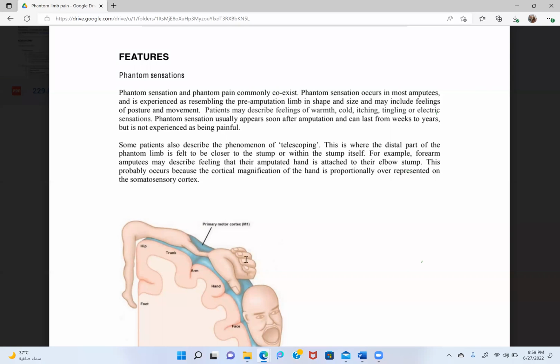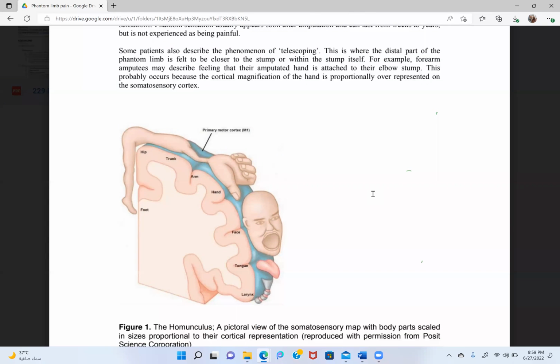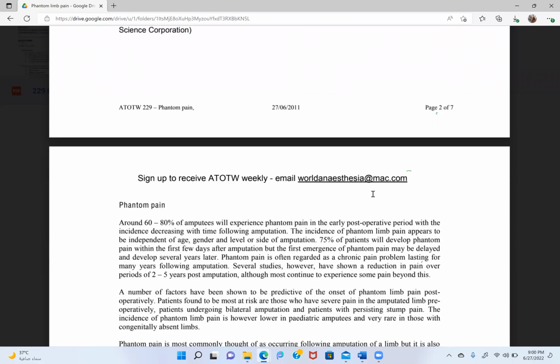This probably occurs because the cortical magnification of the hand is proportionally overrepresented on the somatosensory cortex. Actually, you will find too many things in the books or articles, but the summary which you will recall is what I'm telling you, because that is the one which even I can remember after so many years. So just try to make it simple. The first step is that the pain which is occurring immediately is stump pain. Usually it is nociceptive pain.